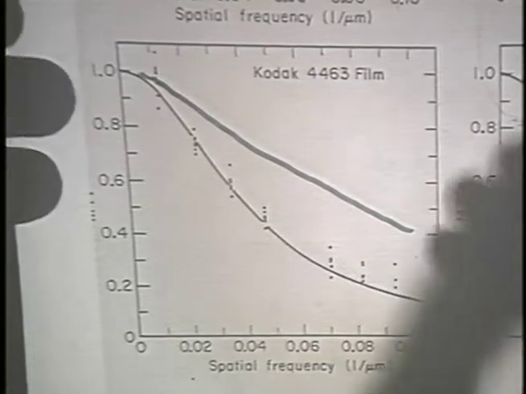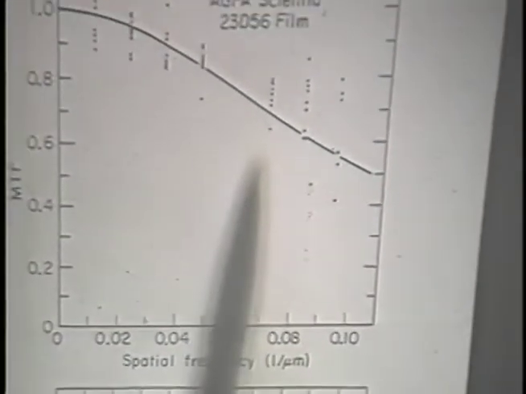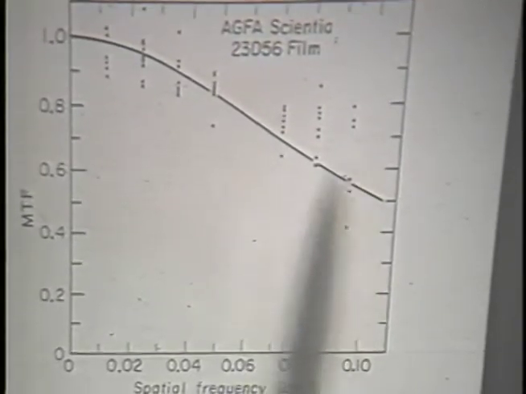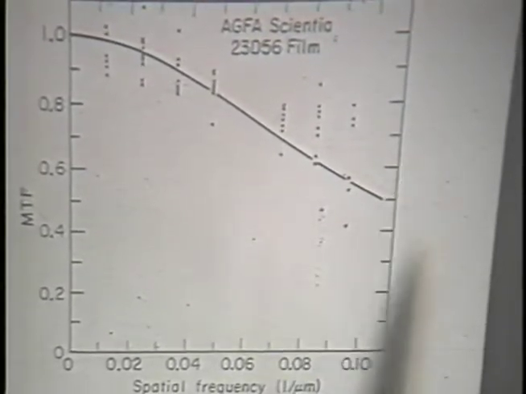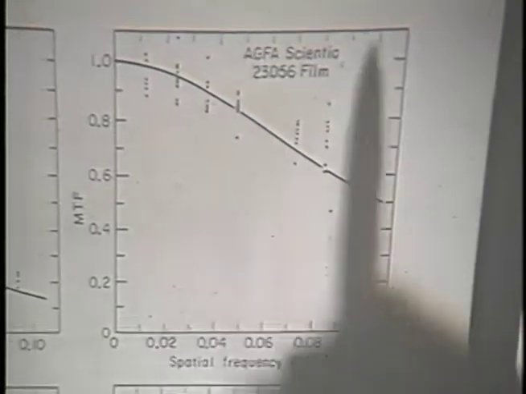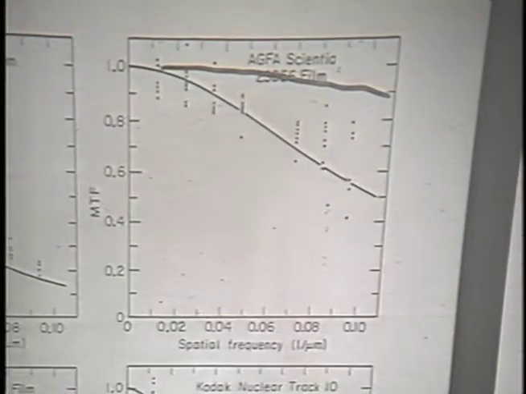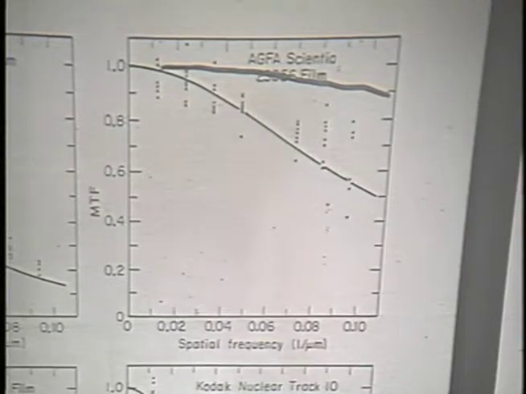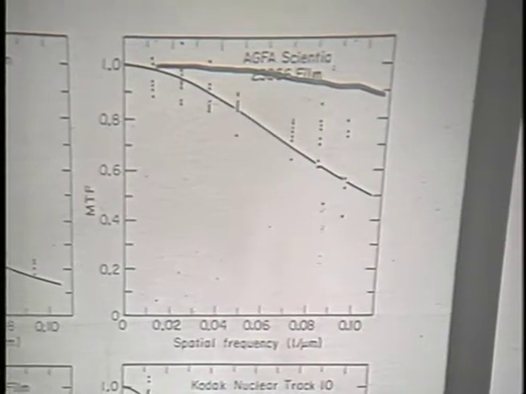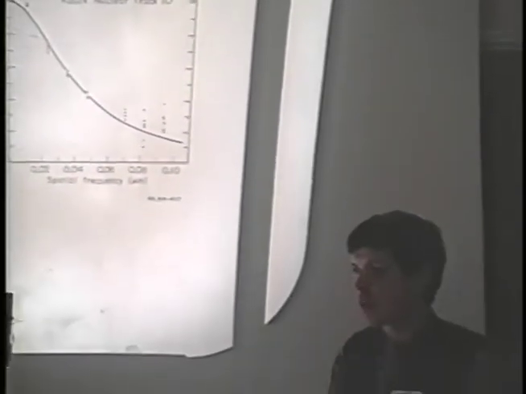This AGFA film is one that we've taken to using for the high-resolution work at 100 kV. And within the noise limits of the measurements, at 400 kV, the MTF looks like this. There's very little fall-off in the contrast as you go to finer and finer spacings. What that means is that you can take pictures at minuscule magnifications and resolve all the details you'd ever want to see.